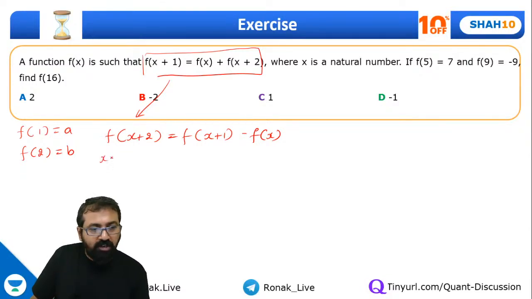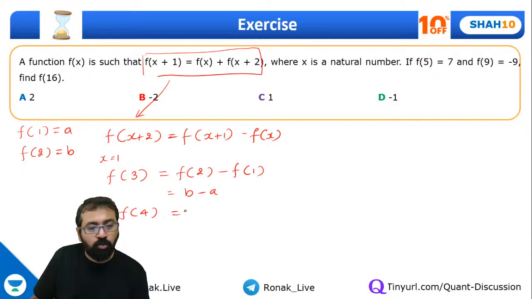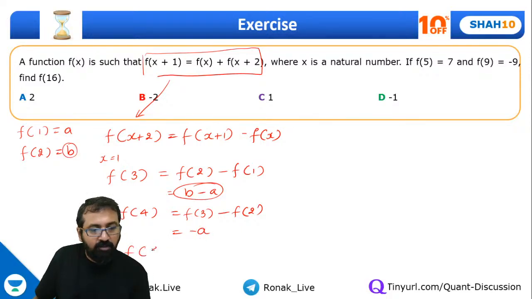Okay, so of course if I take x equal to 1, I'll get f of 3, which is equal to f of 2 minus f of 1. So this is f of 2 minus f of 1, which is equal to b minus a. Same way, f of 4 will be equal to f of 3 minus f of 2. So if you solve this, this is b minus a, and f of 2 is b. If you solve that, it will come out to be minus a. Same way you will get f of 5 as minus a minus b plus a, so it's going to be minus b. Same way f of 6, if you solve, will come out to be minus b plus a.